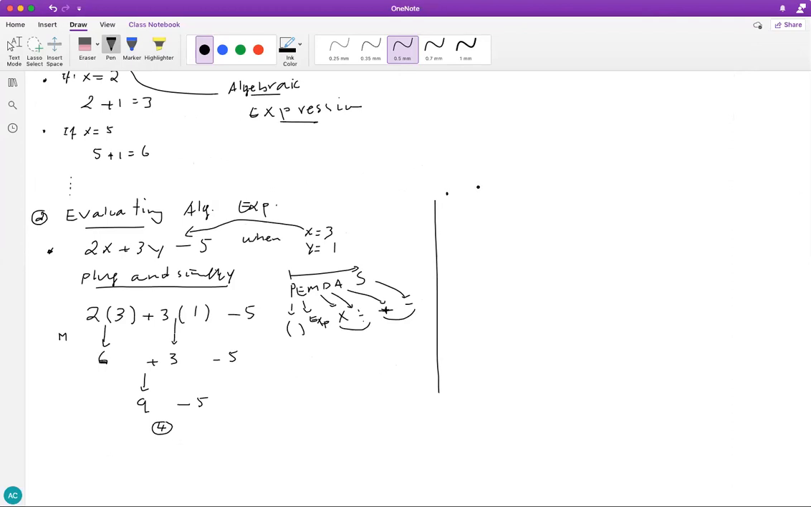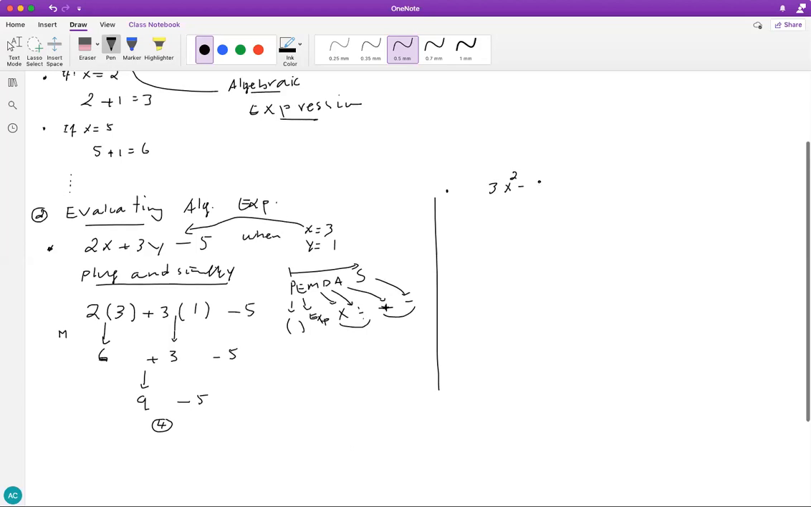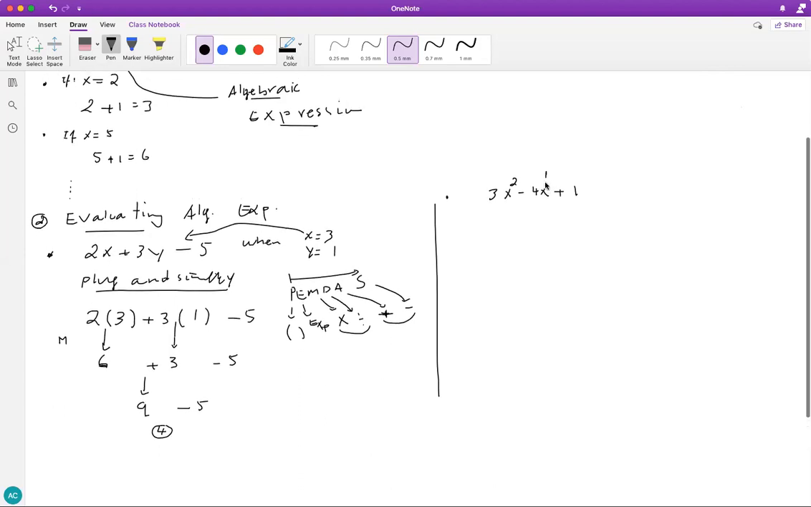So let's take another example. Let's say 3x to the second minus 4x plus 1. Okay, that's another expression here. This one has the same variable, but to two different powers. This one is x to the second. This one is just x, or an invisible power 1.